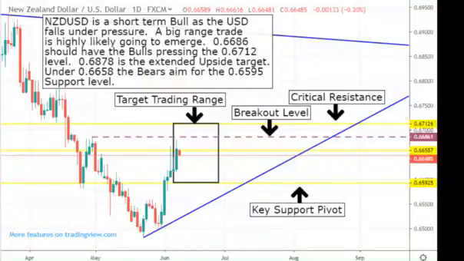So with that, let's look at our chart that we have here for today, and it is the New Zealand dollar US dollar daily chart. Now, right off the bat, you see there is a little black square in the center of the chart. That is our target trading range over the next few sessions.